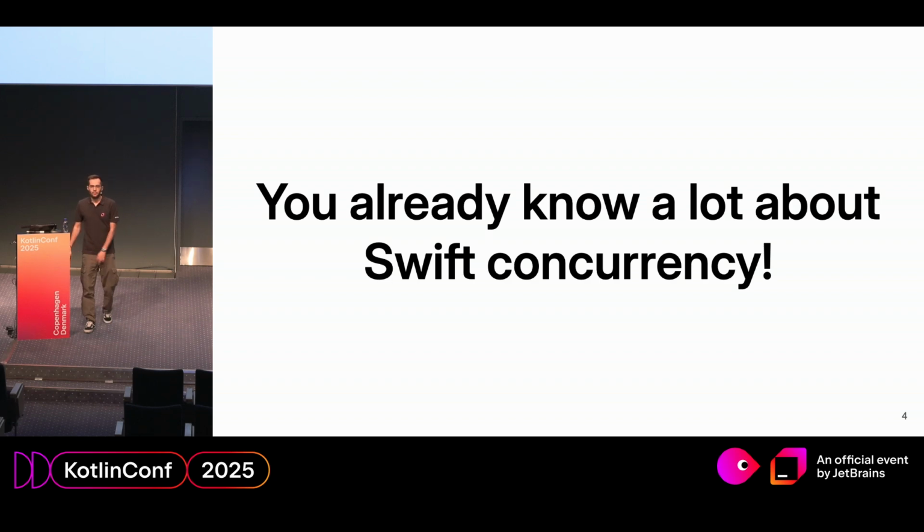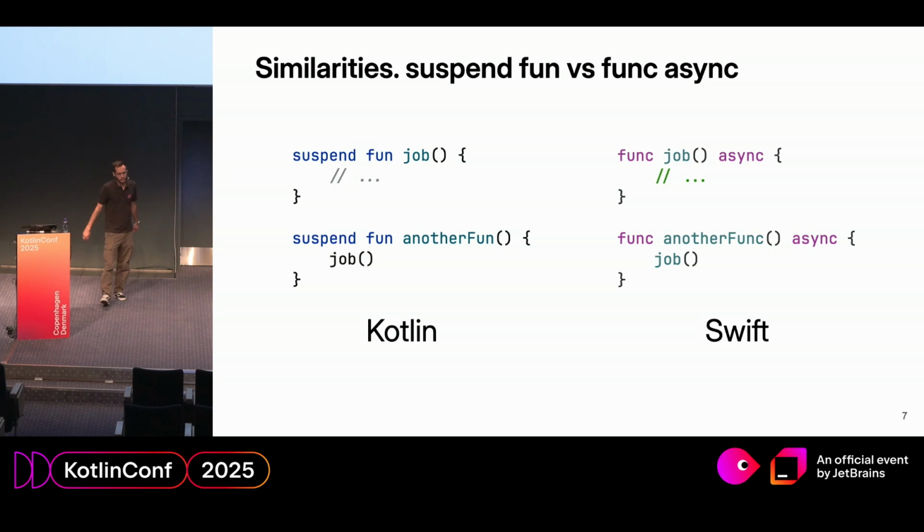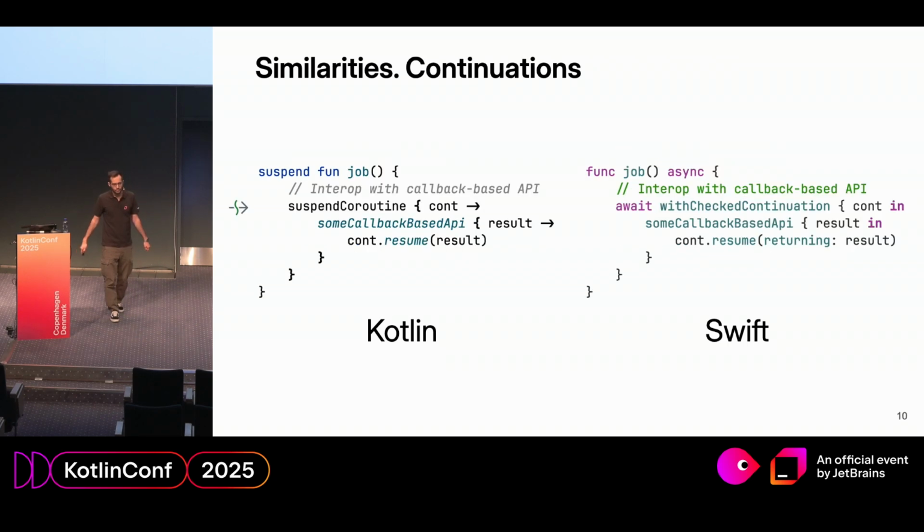The good news is that you already know a lot about Swift concurrency just because of how similar it is to Kotlin coroutines. Similar to how you declare a suspend function in Kotlin, you declare an async function in Swift. Similar to how you're only allowed to call suspend functions from other suspend functions, you're allowed to call async functions only from other async functions, except in Swift you have to prefix the function invocation with the await keyword as an act of acknowledgement that the operation is non-atomic. In Kotlin, we believe that it's just enough to show you a gutter icon in the IDE instead.